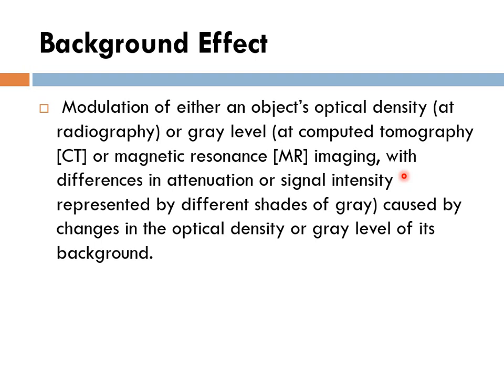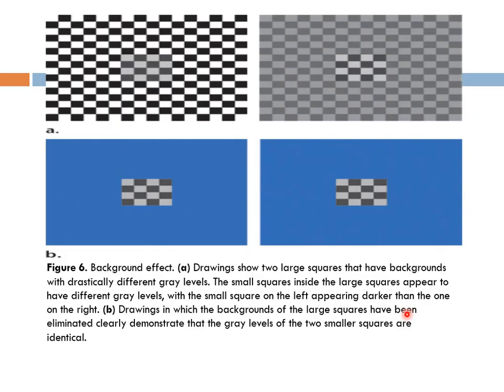What's the background effect? We see it on X-ray, CT, or MRI. It's the modulation of an object's optical density or gray level, with differences in attenuation or signal intensity represented by different shades of gray. For example, we have these two large squares composed of many small squares. Because of the difference in the gray level of the background, in the first image A, they seem to be different. But when we eliminate the background in B, we see that they have the same gray level. There's no difference between them.